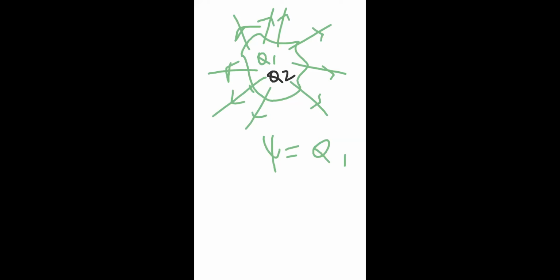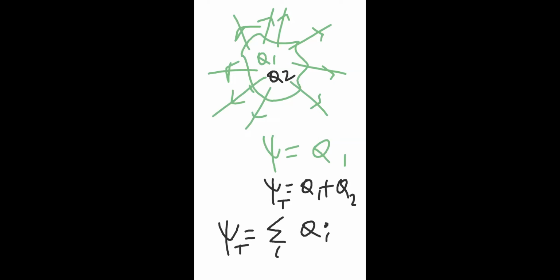Now what is the flux that is coming out of the surface? The new total flux that is coming out of the surface is Q1 plus Q2. What is the total flux that is coming out of the surface now? Q1 and Q2. In a generalized statement, you can write that at any point of time, the total flux that is coming out of the surface is equal to the summation of the charge enclosed by that surface.